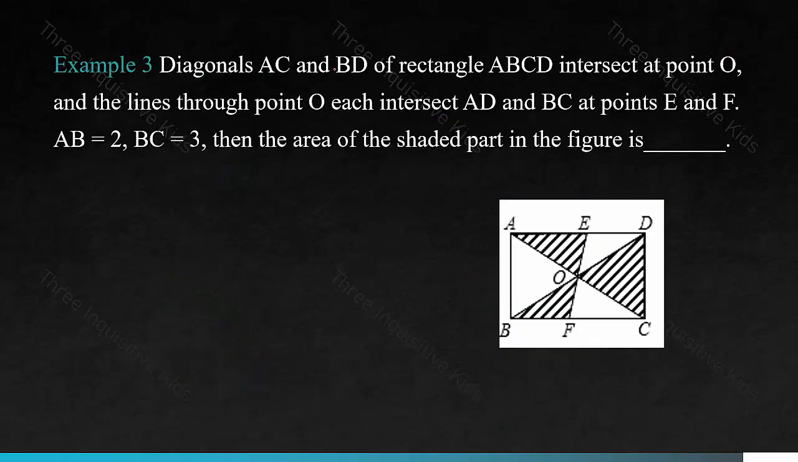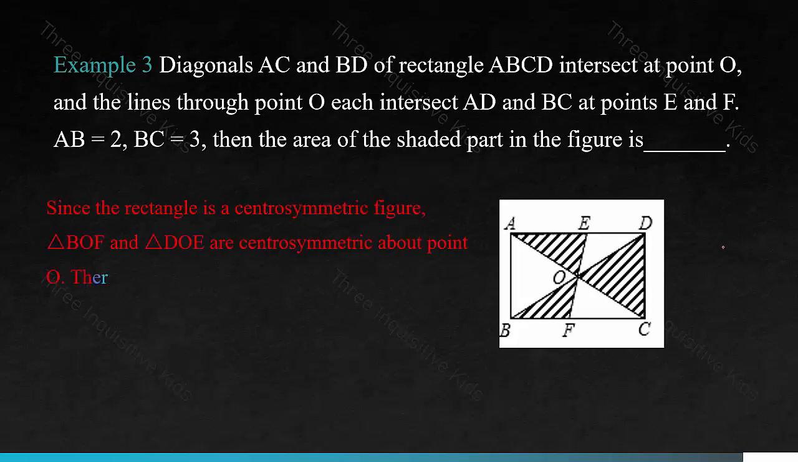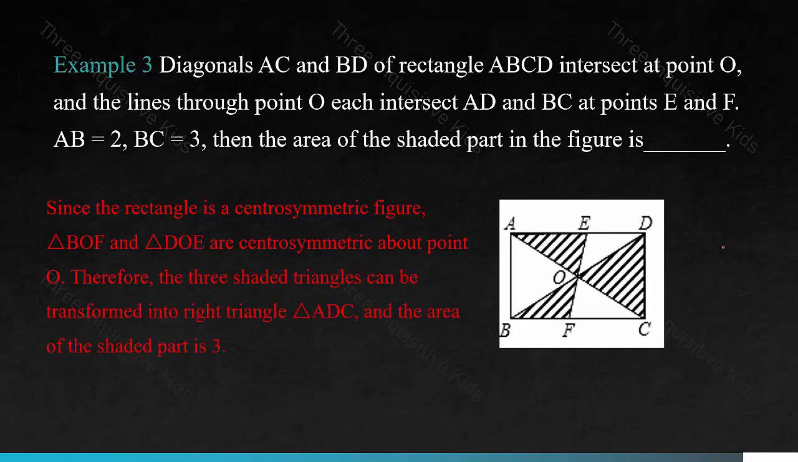Diagonals AC and BD of rectangle ABCD intersect at point O, and the lines through point O each intersect AD and BC at points E and F. AB equals 2, BC equals 3. Then the area of the shaded part in the figure is blank. So this solution explains it very clearly. All you had to do was, for example, move the shaded area all into 1/2 of the rectangle to get 3.